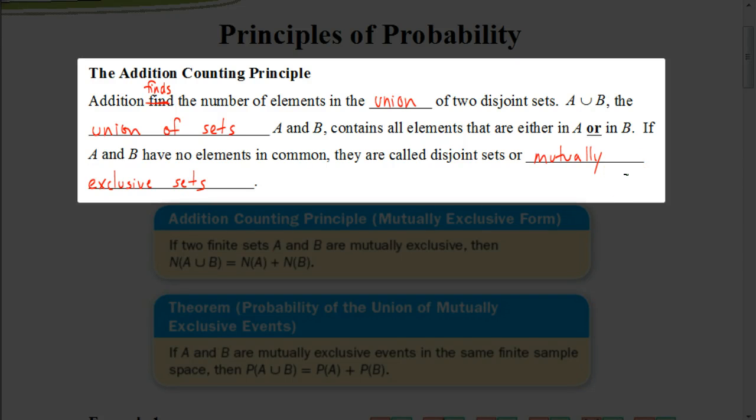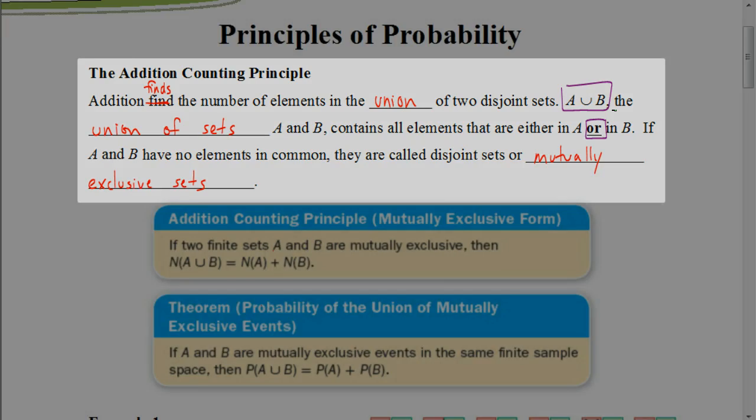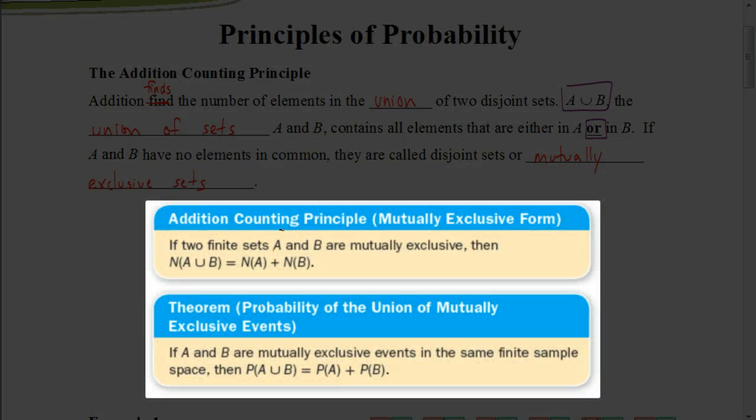Let's summarize in this last sentence here. If we have two sets, A and B, and they don't have any elements in common, they are called disjoint sets or mutually exclusive sets. And addition is what we're going to use to find the number of elements in the union of those two sets. So anytime we see a symbol like this, A union B, or anytime we're using the word or, if we're trying to find the probability of something in A or in B, that's referring to the union of those two sets, in which case we're going to add those probabilities together. So we have the addition counting principle for probability here. We would take the probability of event A plus the probability of event B.